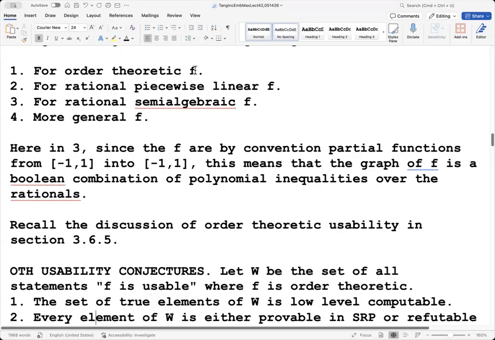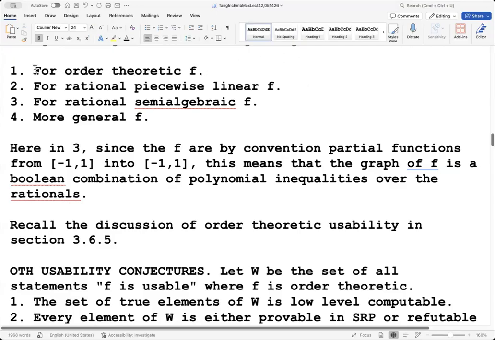But order theoretic is an extremely natural collection. In fact, I even have a section on order theoretic in the book, in the chapter on order theoretic, because I wanted to use order theoretic to say that everything in sight is implicitly pi 0 1. So the usability of order theoretic functions is implicitly pi 0 1. That's why I did that.